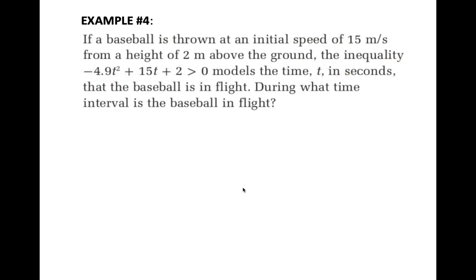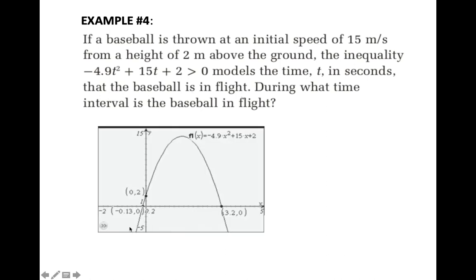Okay, so what does this look like if we try to do it in a real life problem? A baseball is thrown at an initial speed of 15 from a height of 2. The inequality greater than 0 models the time t in seconds in which the baseball is in flight. During what time interval is the baseball in flight? Something like this one, we're probably going to be using a calculator. If we graph it, we get something like this.